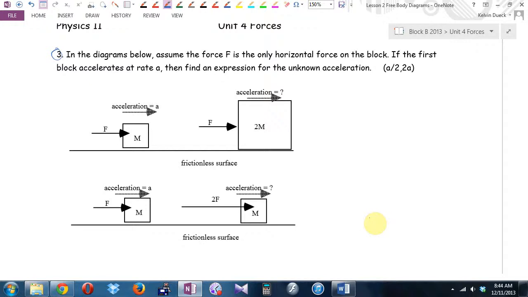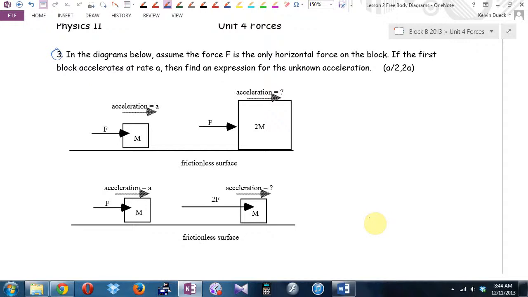Now, Olivia, my math nerd heart would love to do these algebraically. But for you, here's what I would say. I would say make up reasonable numbers and follow it through. Here's what I mean. It says assume the force F. Let's pick a nice number for force F. How about 12? Why 12?